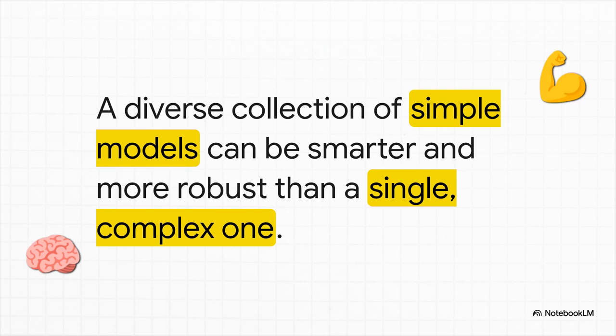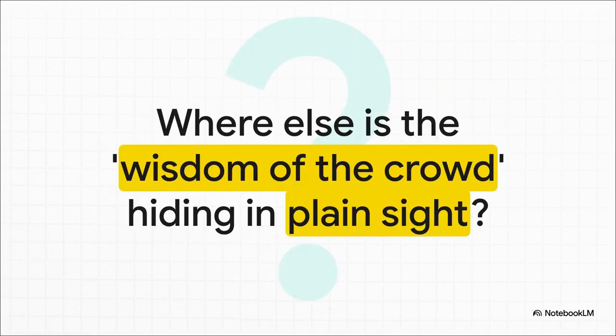So if there's just one thing you take away from all of this, let it be this right here. A diverse collection of simple models can actually be a whole lot smarter and a whole lot more reliable than one single super complex model. That, at its heart, is the power of the random forest. And that kind of leaves us with one last question to chew on. This whole principle of combining lots of simple, diverse viewpoints, it doesn't just apply to computers. So where else in our world, in technology, maybe in society itself, is this incredible wisdom of the crowd hiding in plain sight?